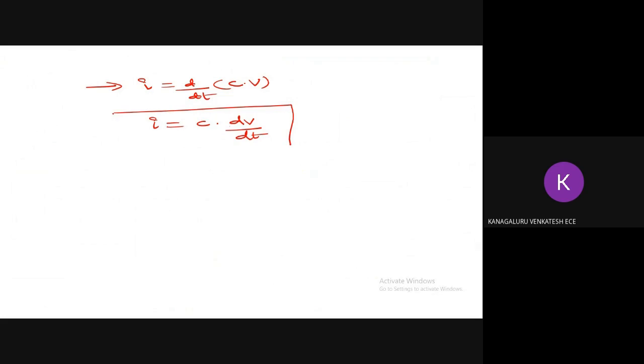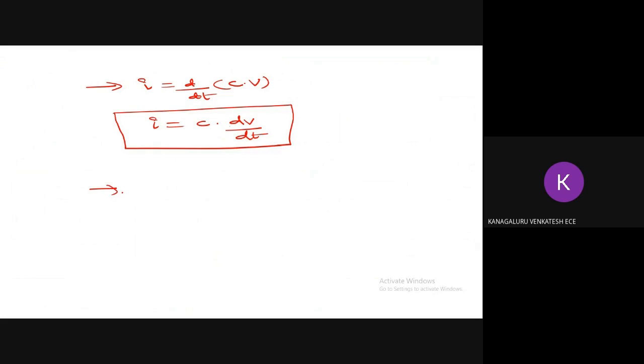If I substitute equation 2 in 1, we get the current as I equal to d by dt of Q, where Q is nothing but C into V. As C is a constant, I can keep it outside the differentiation. Therefore, I get I equal to C dV by dt. So this is the current equation through the capacitor.